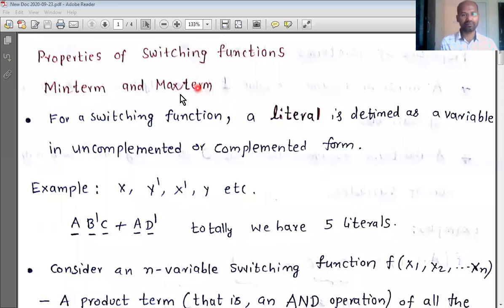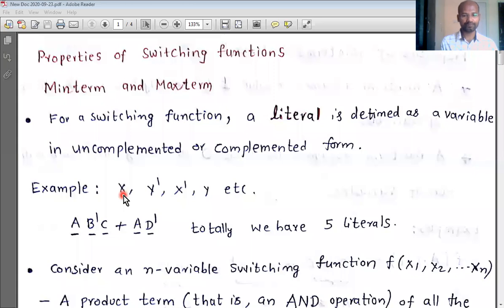Before we talk about minterms and maxterms, let's see what a literal is. Literal is terminology. For a switching function, a literal is defined as a variable in uncomplemented or complemented form. It is nothing but a variable present in complemented form or uncomplemented form. For example, x is a variable, so you can say x is a literal. Y is a variable, but here y is presented in complemented form. Here x is in uncomplemented form.